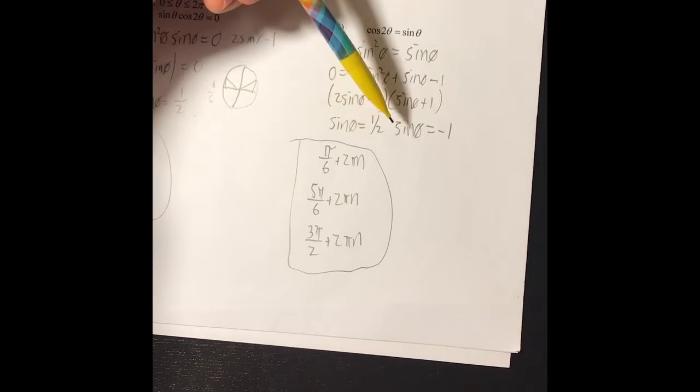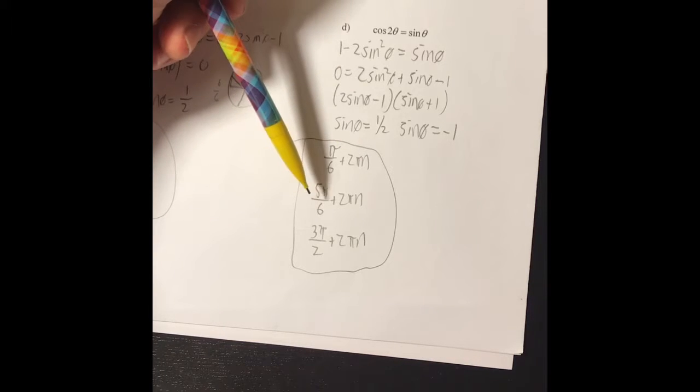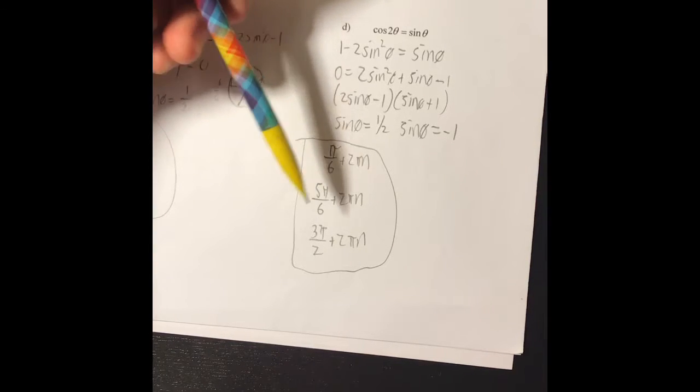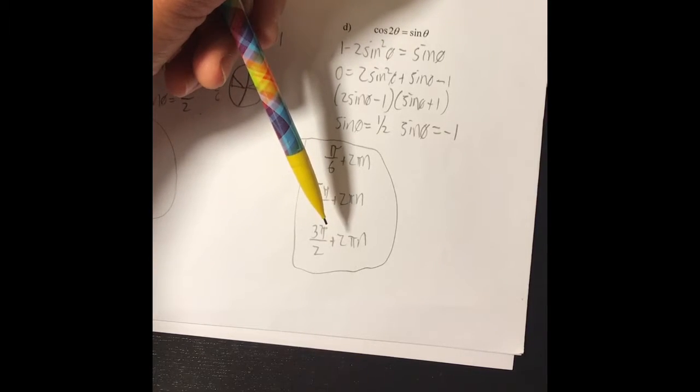And from those two answers, you should have gotten pi over 6 plus 2 pi n, 5 pi over 6 plus 2 pi n, and 3 pi over 2 plus 2 pi n.